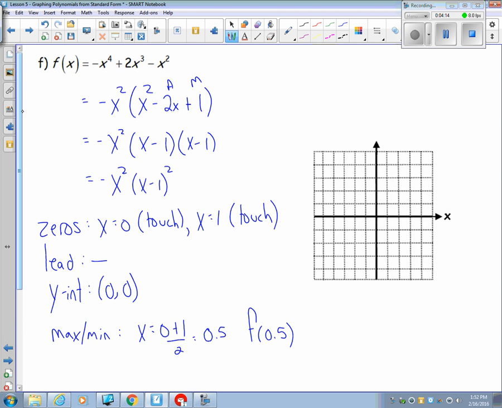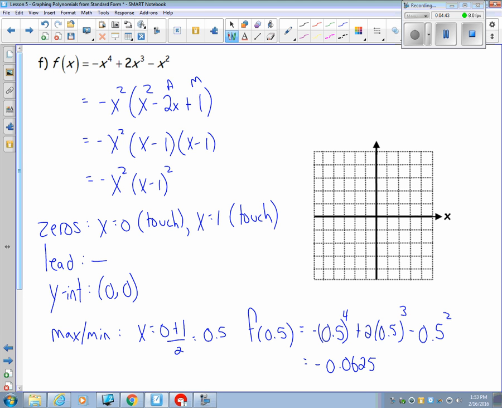Everywhere I see an x, I'm replacing it. Now be careful with this one. I've got a power of 4, and then I've got 2 times 0.5 cubed, and then I got to subtract 0.5 squared. And when I put that on my calculator, I end up with, oh, it's a really small one this time, negative 0.0625.